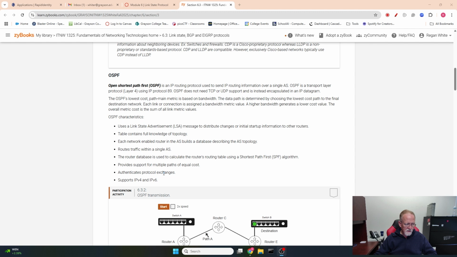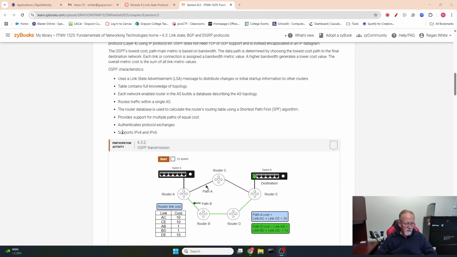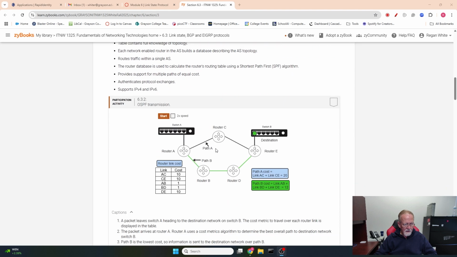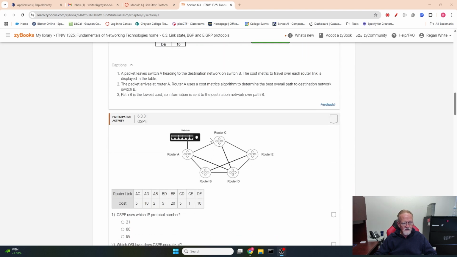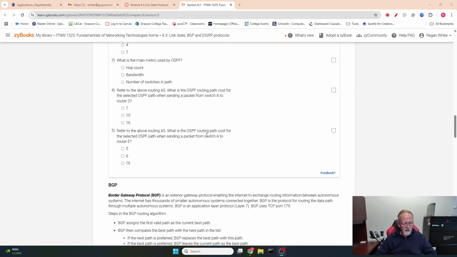That's a specific algorithm that we talked about earlier that looks for the shortest path based on bandwidth cost. It authenticates protocol exchanges and provides support for multiple paths of equal cost. So sometimes it just picks one at random if there are 2 that are pretty well equal. It supports both V4 and V6 of the Internet Protocol. Another activity: make sure you get these activities done because they are part of the grades.